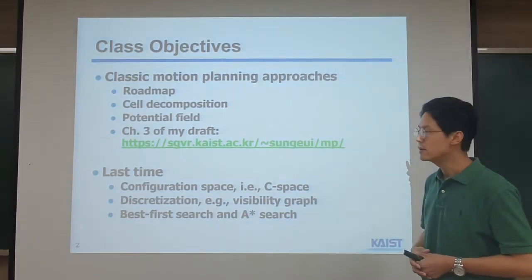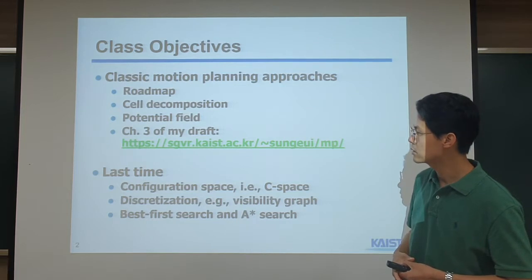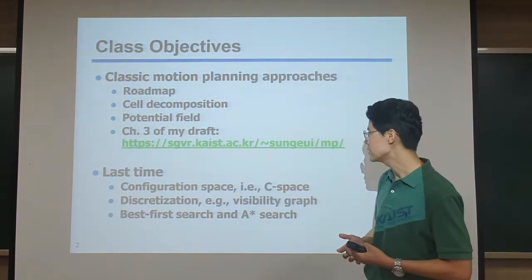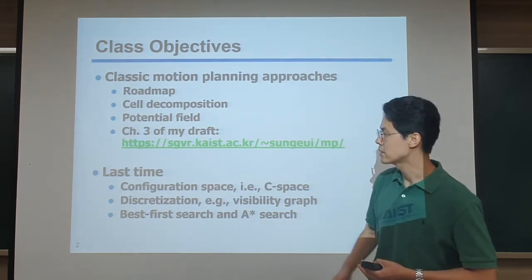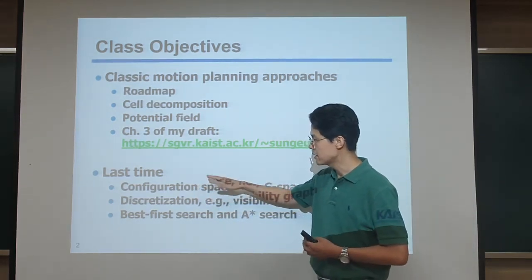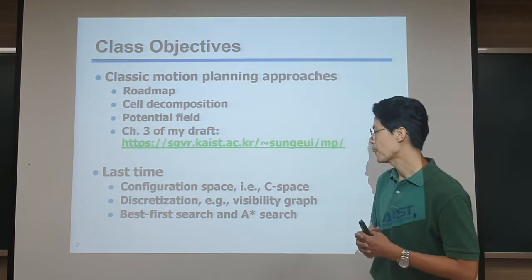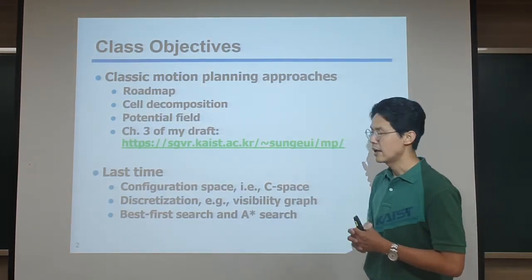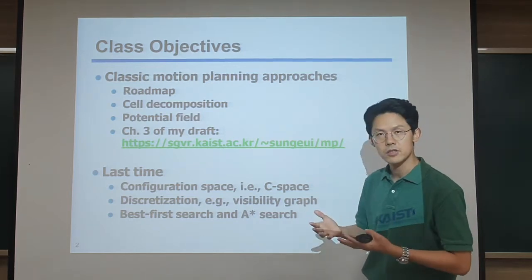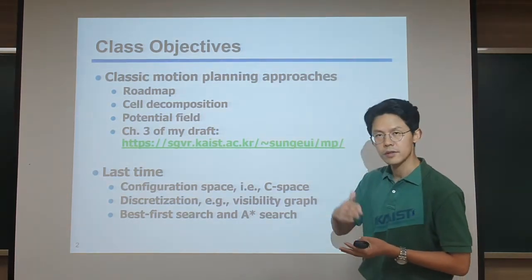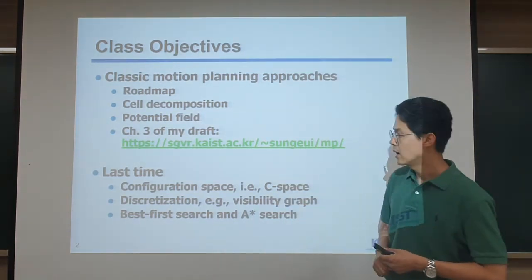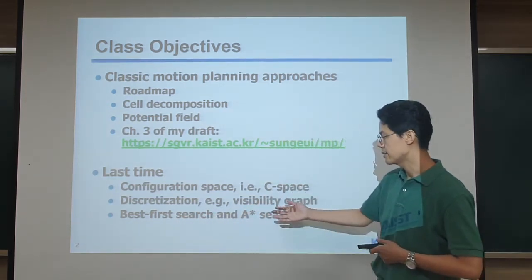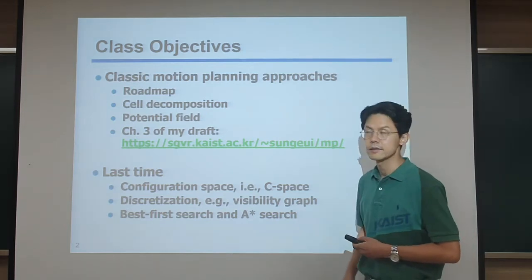Before we move on, last time we talked about the configuration space, representing the freedom of the robot, and we talked about the discretization of the C space, especially the free space. Then, as an example, we talked about the visibility graph. We can use different search techniques to find the path from the start to the goal on the graph. As an example, we can use best first search. Also, we talked about A-star techniques.